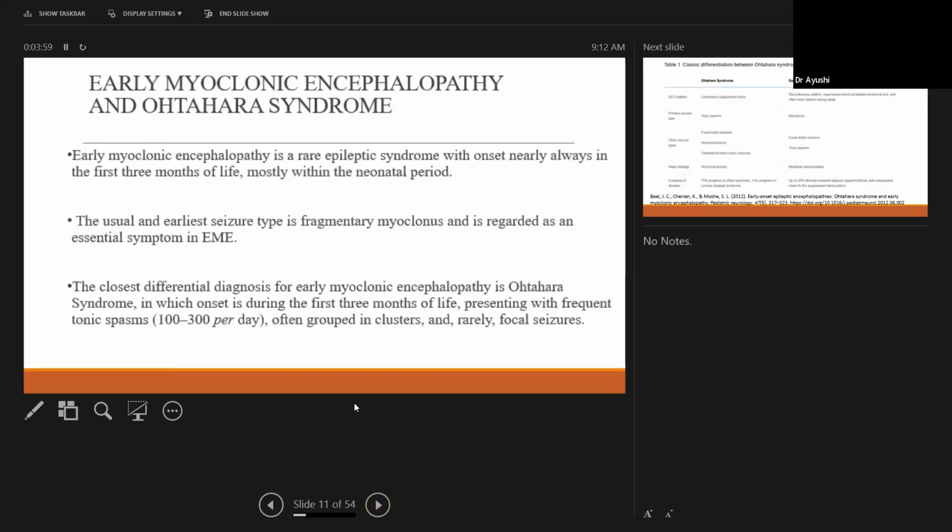Next, we will talk about early myoclonic encephalopathy and Ohtahara syndrome. Early myoclonic encephalopathy is a rare epileptic syndrome with onset nearly always in the first 3 months of life, mostly within the neonatal period. The usual and earliest seizure type is fragmentary myoclonus and is regarded as an essential symptom in EME. And the closest differential diagnosis for it will be Ohtahara syndrome, in which onset is during the first 3 months of life. It will present with frequent tonic spasms, around 100 to 300 per day. It's often grouped in clusters, and rarely focal seizures.